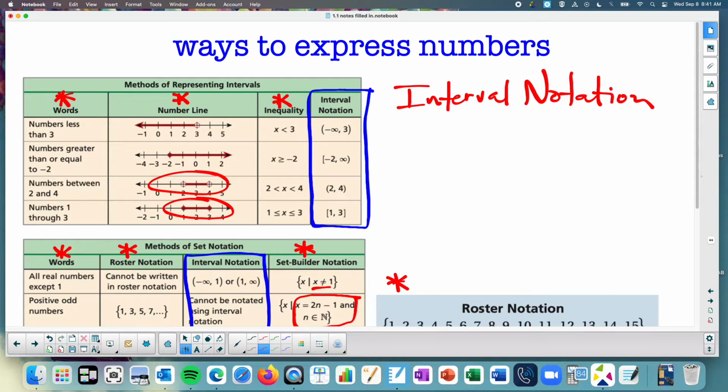Interval notation is always going to have two numbers written. I'll not use those same examples. Now the difference, I'm going to ignore the symbols at first. The two numbers that are written in interval notation automatically mean that it's going to cover every number between them.